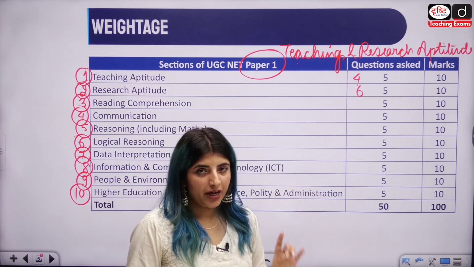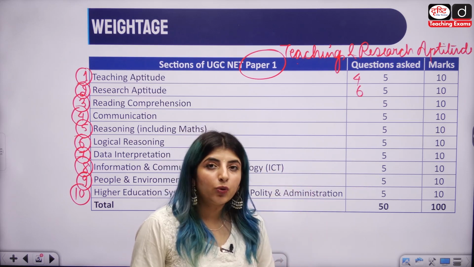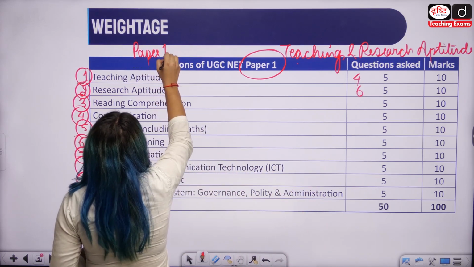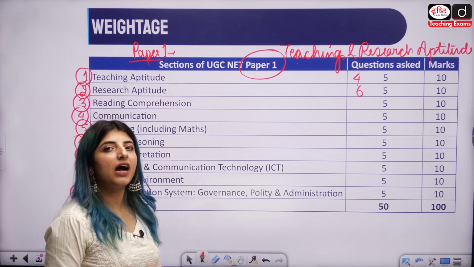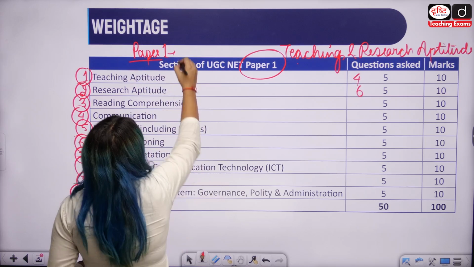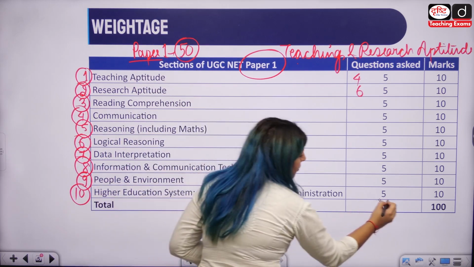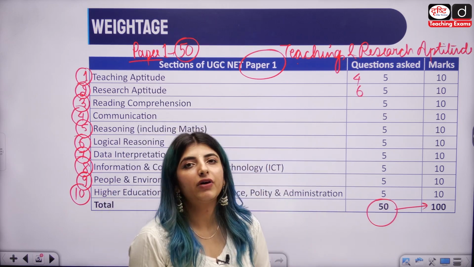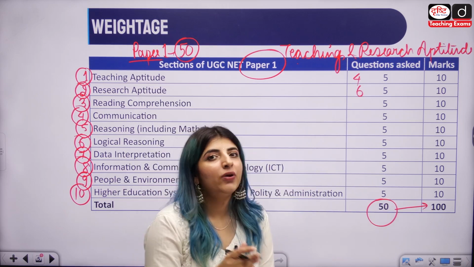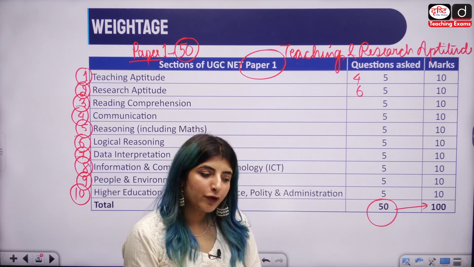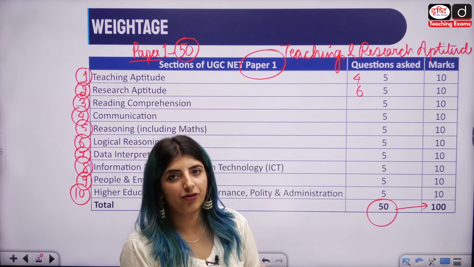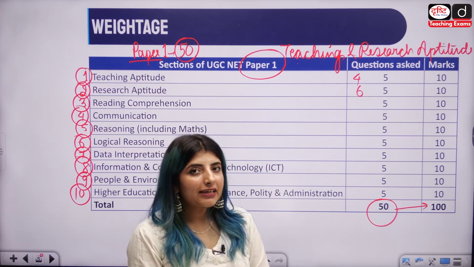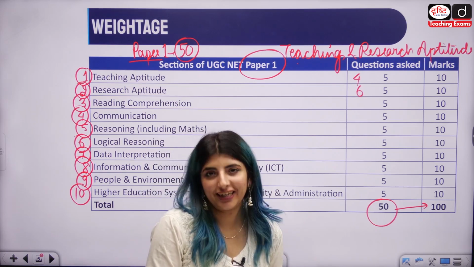Now one thing that is also important to note is that the number of questions asked in paper 1 is 50, at 2 marks each, which makes it a paper of 100 marks. But there is no negative marking here. You can answer all the questions and you will not have any negative marking. You will get a 0 for an incorrect answer and +2 for the correct answer, correct?